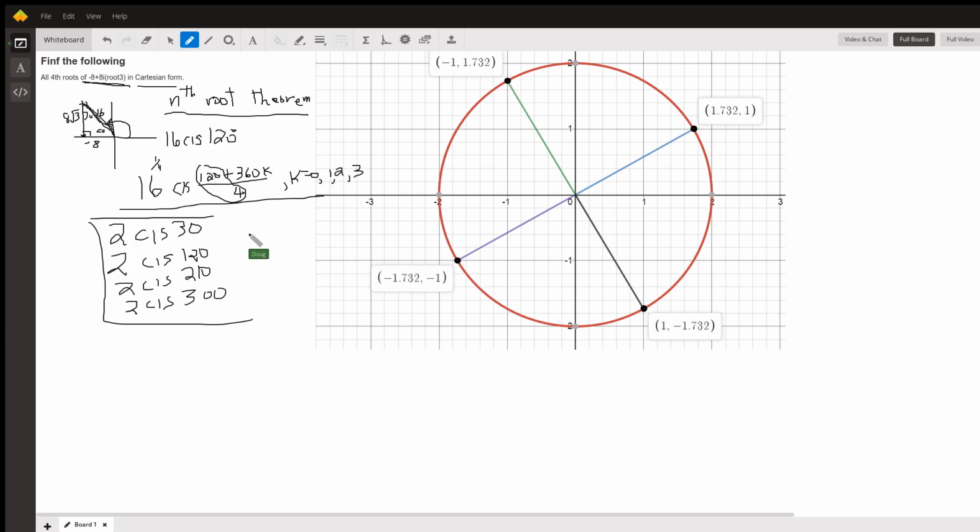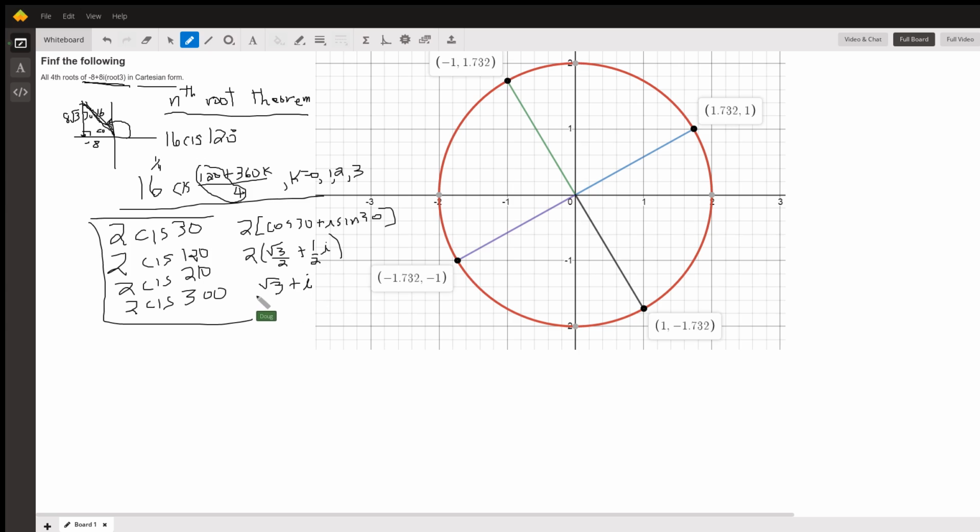So we have to say, well, 2 times the cosine of 30 plus i sine 30. And I'm just going to do the first one here. So the cosine of 30 is radical 3 over 2. And the sine of 30 is 1/2. And if we distribute the 2, we get radical 3 plus i.